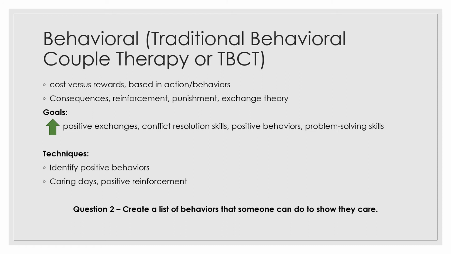Question 2 is looking at, I want you guys to create a list of behaviors that someone can do that show they care. Little things, big things, anything like that. In TBCT, we're really looking at increasing those positive exchanges, right? It does tie into the Gottman research, where we're looking at 5 positives for every negative. So we're tying that piece in there as well.